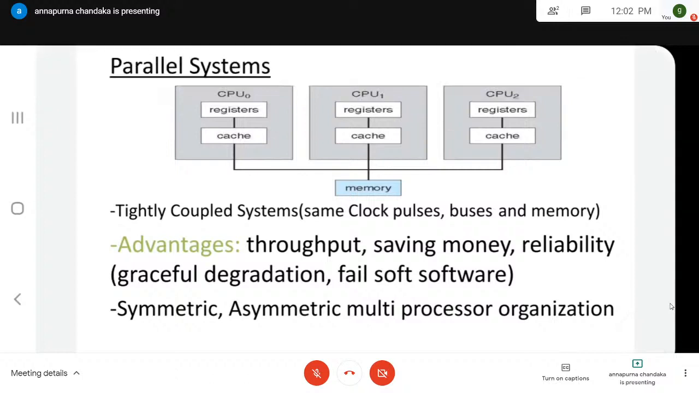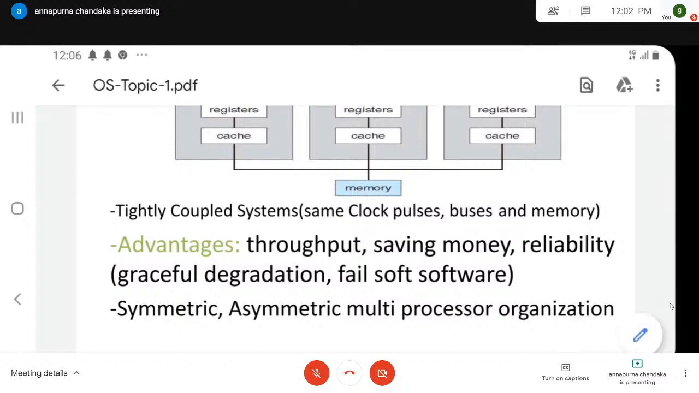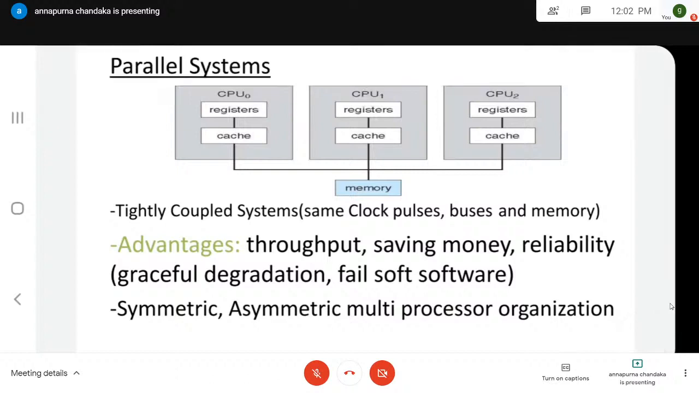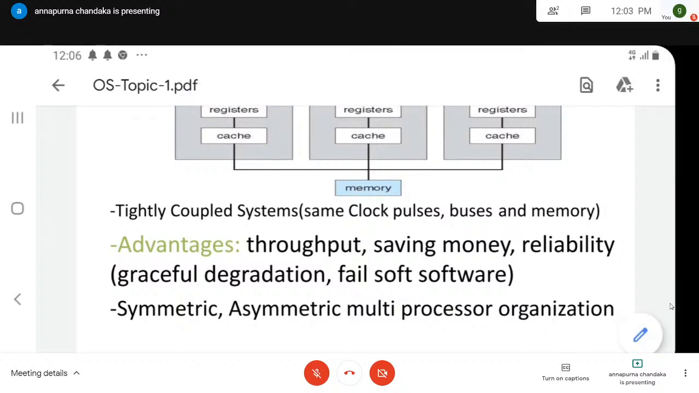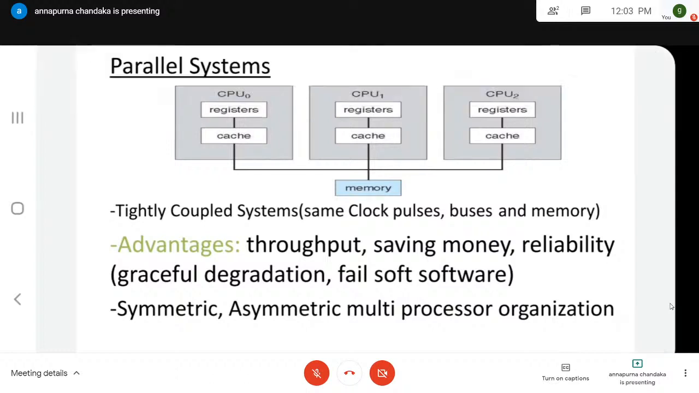Suppose you have 9 processors in your computer system, all 9 additions can be done in 1 microsecond. Why? Because the first element is added by the first processor, the second element by the second processor, the third element by the third processor, and similarly for the rest. In a single processor system, a 3x3 addition takes 9 microseconds. A parallel system equipped with 9 processors takes only 1 microsecond for executing all operations.